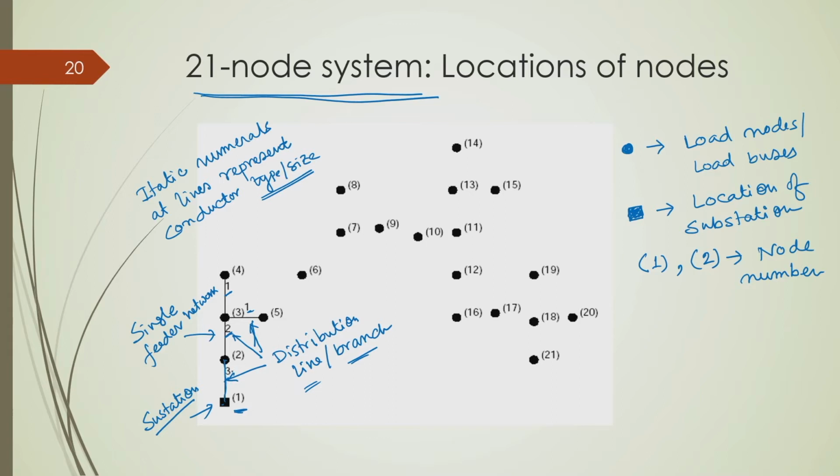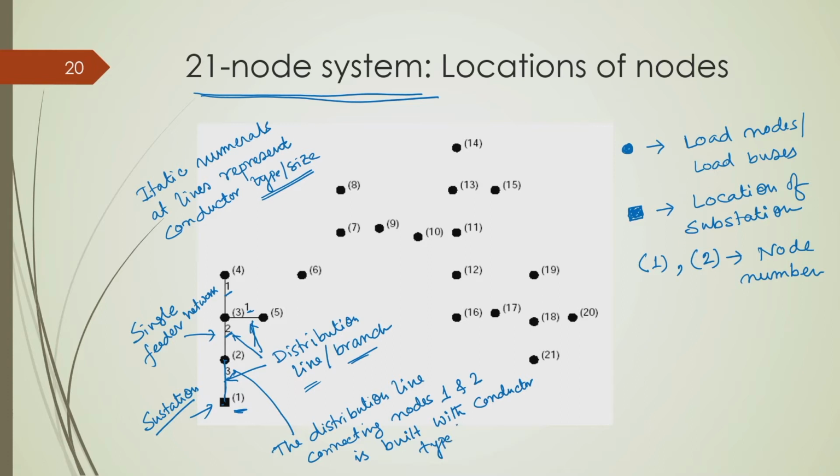Okay. So, this 3 represents that the distribution line connecting nodes 1 and 2 is built with conductor type or conductor size, whatever you can call, 3.